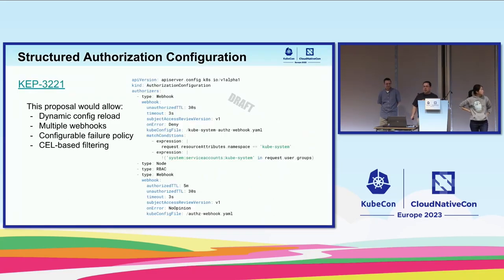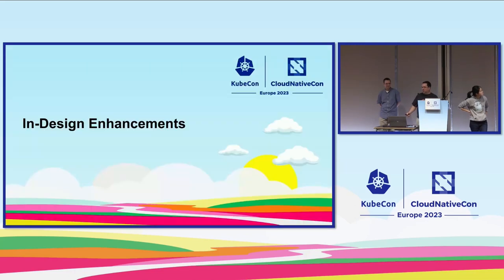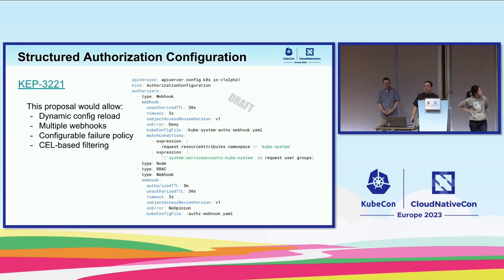There are a couple other designs that are still in design stages. The structured authorization config is one that is going to allow us to have multiple webhooks. So right now you can have a webhook and you cannot have more than one, and that limits what you're able to do. This is going to allow us to inject, say, a deny authorizer ahead of RBAC if you want it, and have an allow-based authorizer afterwards. There's some details around how we can have a good failure policy for deny authorization that's early in the chain.